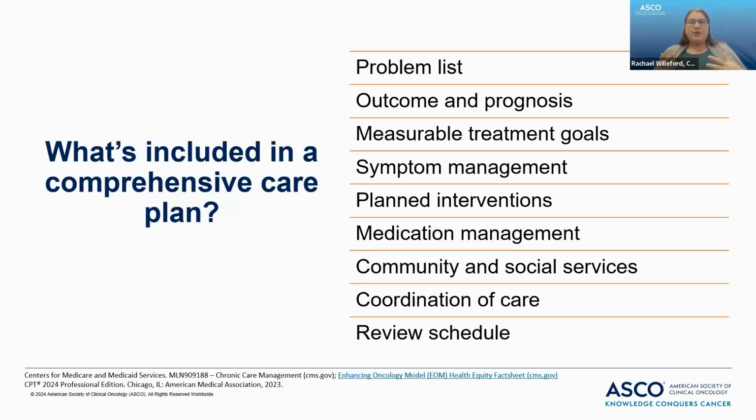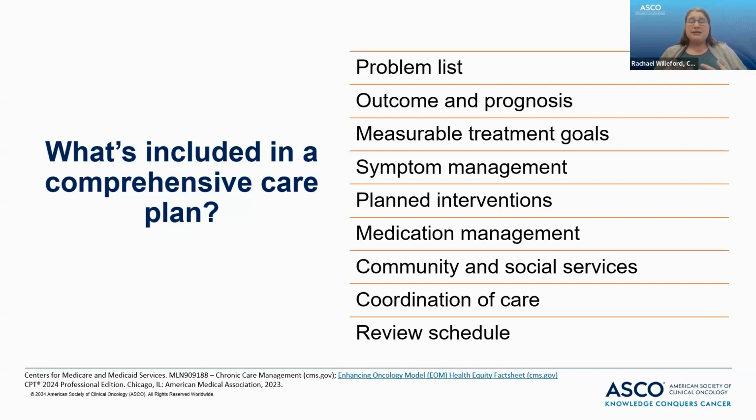So we hear talk of a comprehensive care plan. That's one of the required elements of care management, a comprehensive care plan. So what's included in that plan? While the list seen here is not all-inclusive, CMS and CPT both state that a comprehensive care plan typically includes the following items as they are appropriate for the individual being seen.